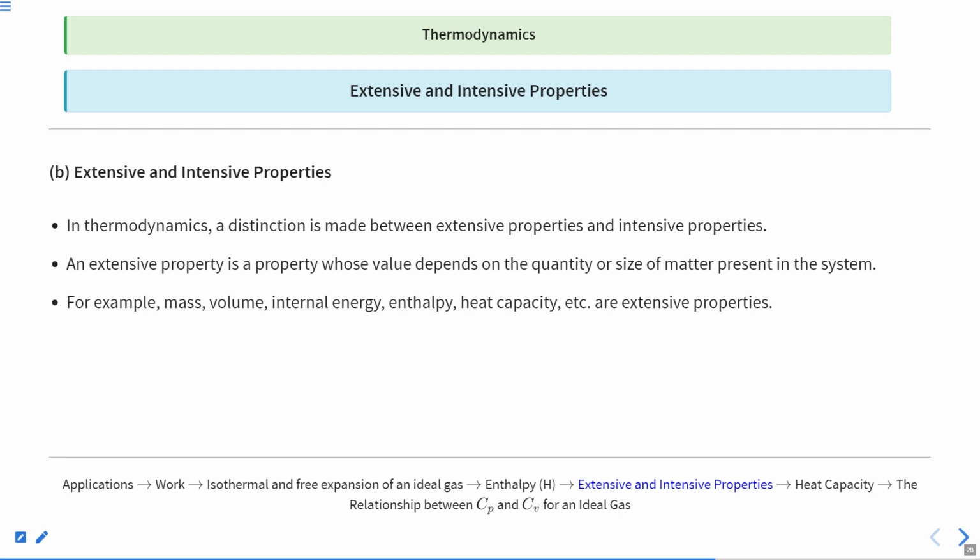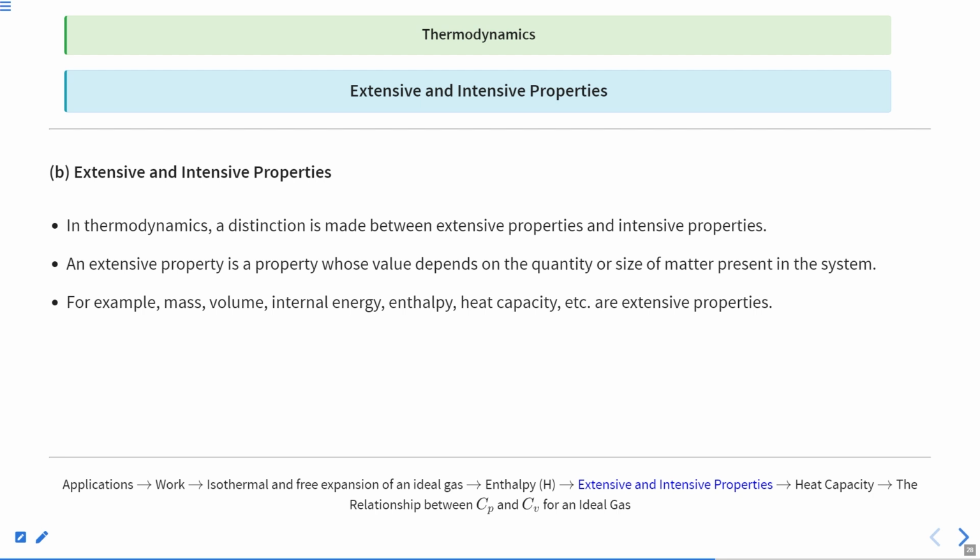Got it? Okay. I will give you more and more examples of that. An extensive property is a property whose value depends upon the size and quantity of matter. Examples are mass and volume. Mass of course depends upon the number of moles. If you increase the number of moles, your mass will of course increase. If you increase the number of moles, your volume will also increase.